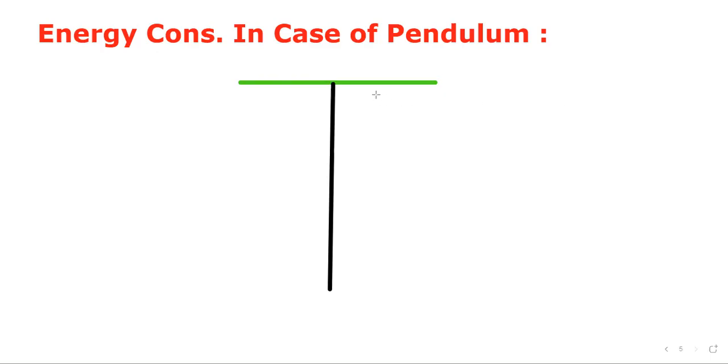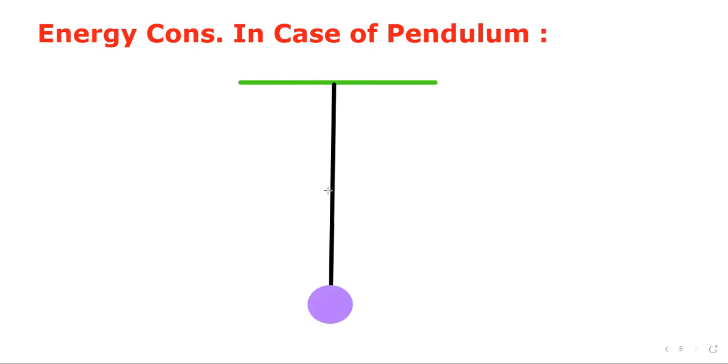Okay, now we are going to start with the energy conservation in case of a pendulum. A pendulum is actually a string with a bob, like this.